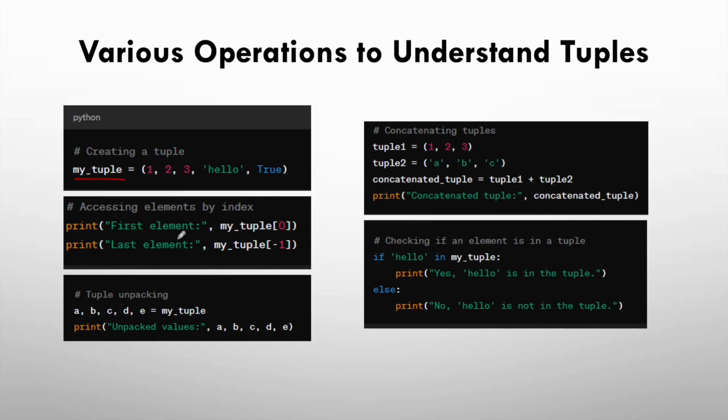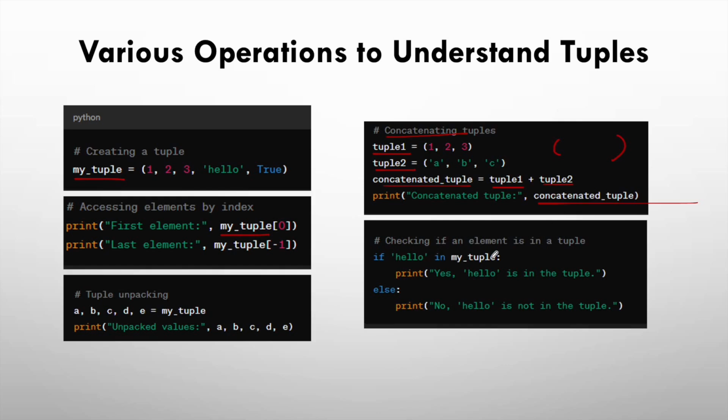Now to access, we do the same thing. You just go to my tuple or the name of your tuple and you write which index you want. Now concatenating tuple. Concatenating means adding two different tuples to get one final tuple. So here we have tuple 1 and tuple 2, and we're creating a new tuple called concatenated tuple, and the syntax is tuple 1 plus tuple 2. So now when you print the concatenated tuple, you'll get a tuple with 1, 2, 3, comma, A, B, C. So it'll just add these two and create one big tuple.